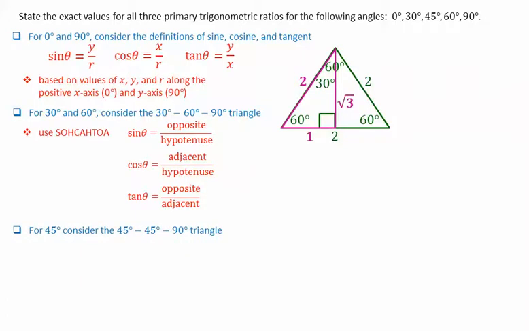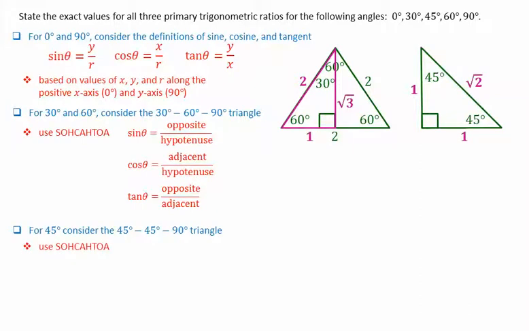For the 45 degree angle, we'll consider the 45, 45, 90 triangle. In this case, the two legs of this triangle are 1, and the opposite angles then are 45 degrees. Using Pythagorean theorem, we can figure out that the hypotenuse of this triangle is root 2. Once again, we'll use SOHCAHTOA. Sine equals opposite over hypotenuse, cosine equals adjacent over hypotenuse, and tangent equals opposite over adjacent.